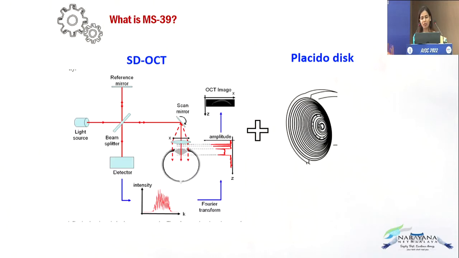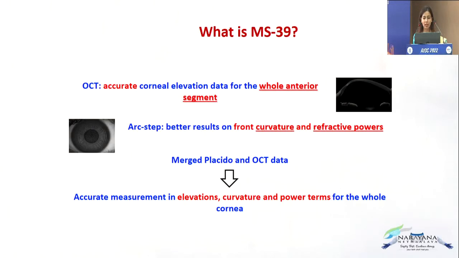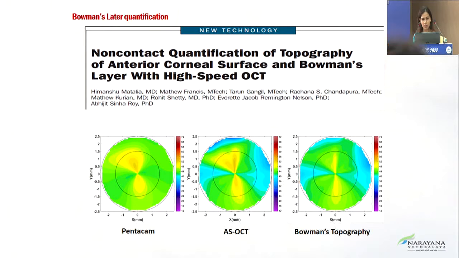So MS39 is just one such device, and it's an OCT-based device, which is why it can differentiate between the epithelium and stroma, and it looks at the curvature, the refractive powers, and the elevations. And of course, this was a paper which was published by a group which looked at the Bowman's layer separately to try and get these outcomes themselves.